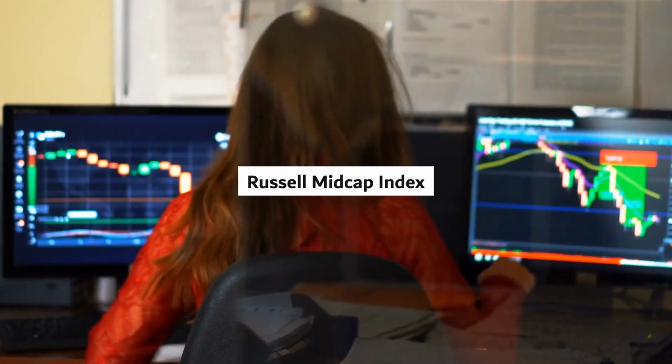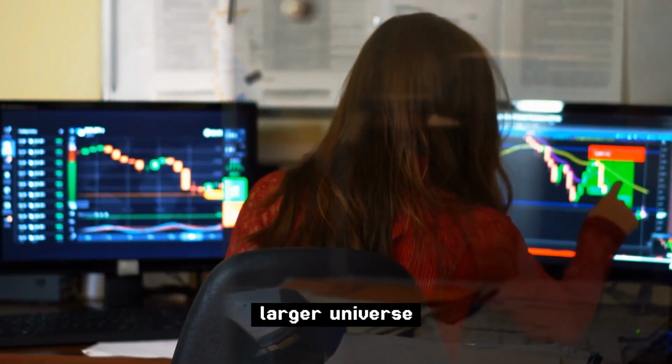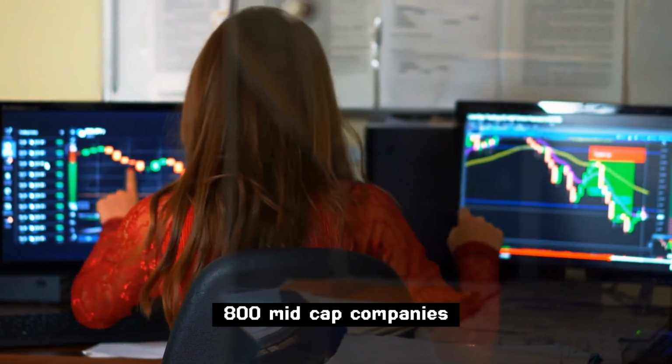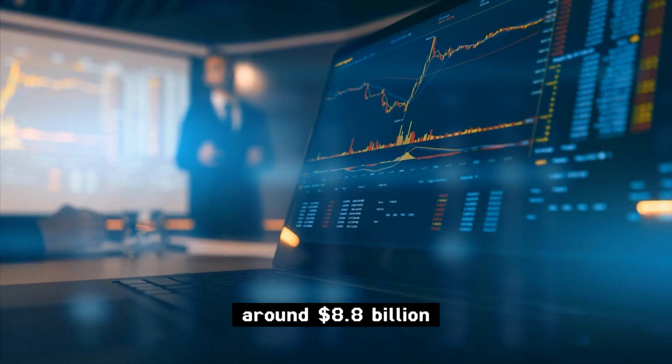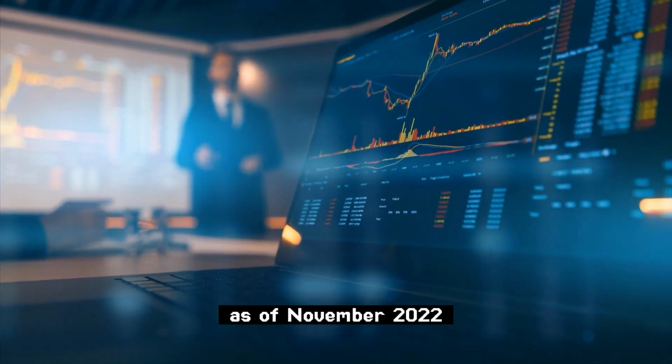The Russell Midcap Index. This index tracks a larger universe of approximately 800 mid-cap companies with a median market cap around $8.8 billion as of November 2022.